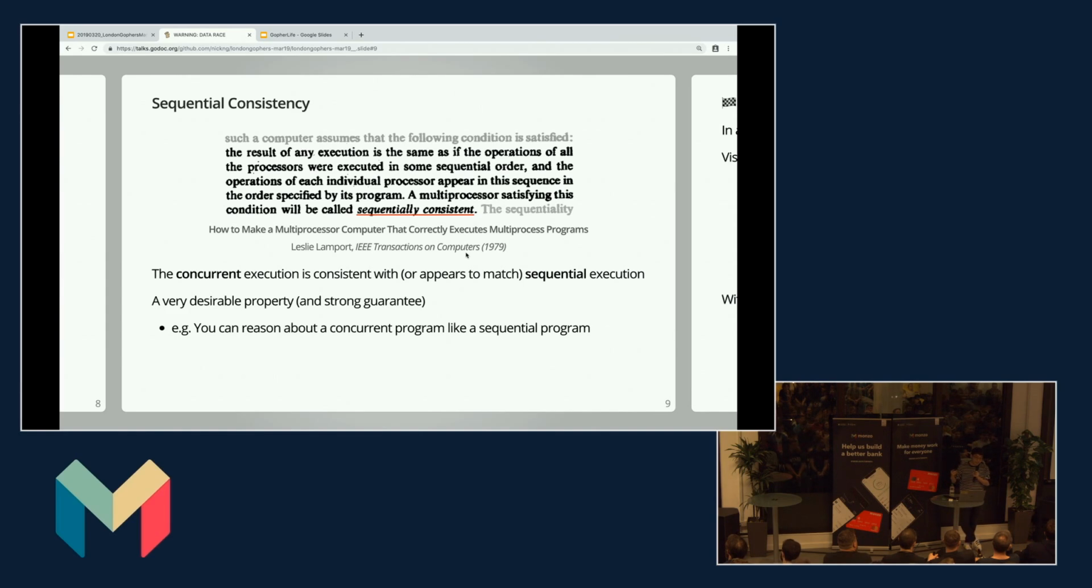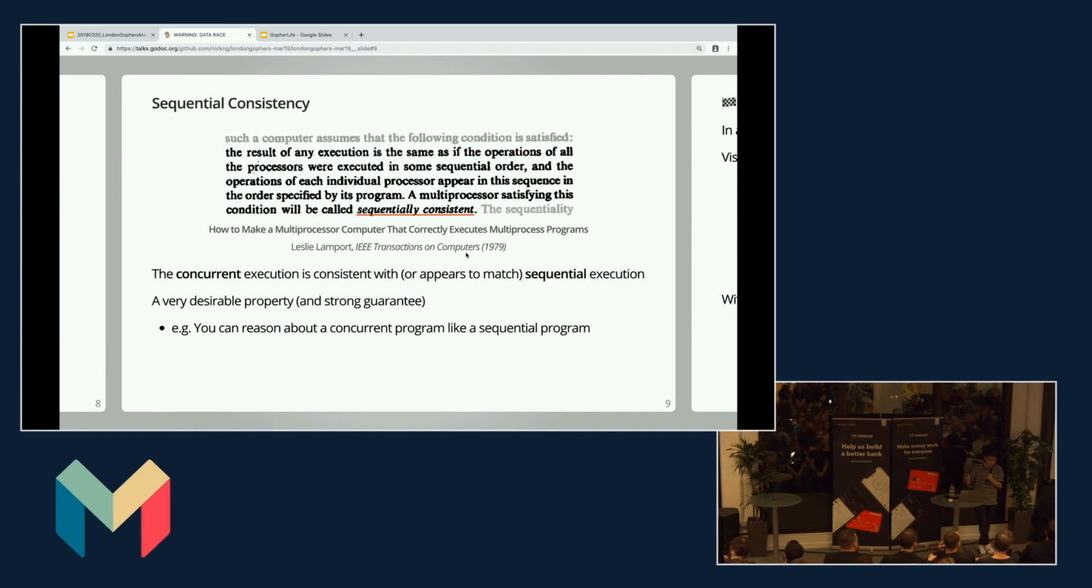The other idea that we want to look at is called sequential consistency. I'll read it out. The result of any execution is the same as if the operations of all the processes were executed in some sequential order, and the operations of each individual processor appear in a sequence in the order specified by its program. A multiprocessor satisfying this condition will be called sequentially consistent.